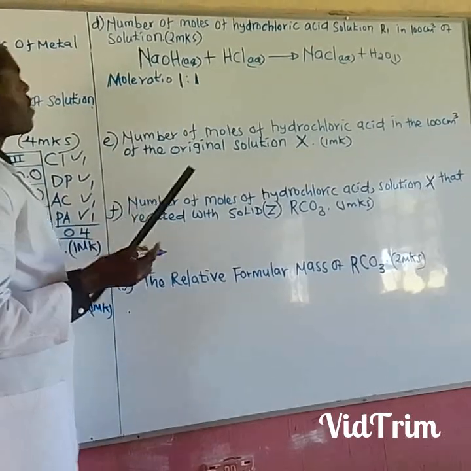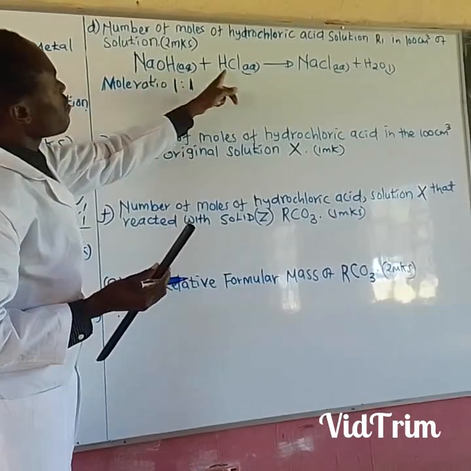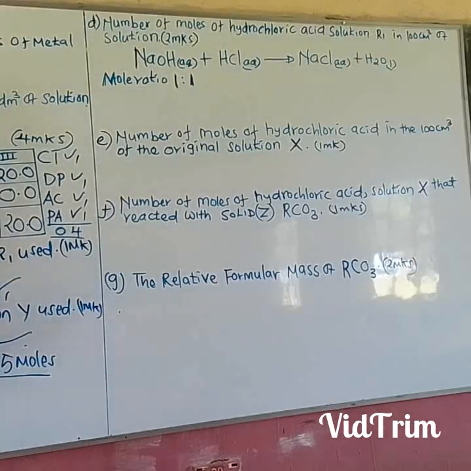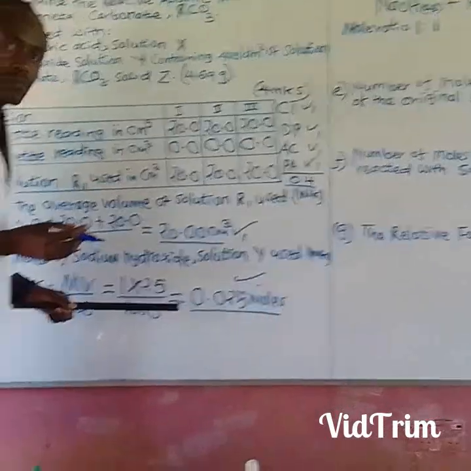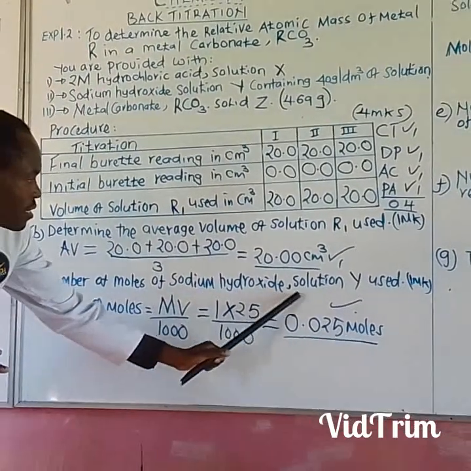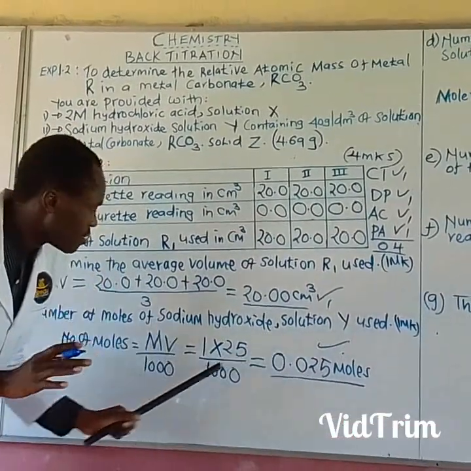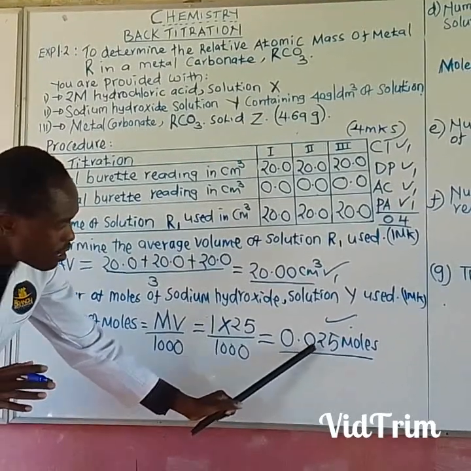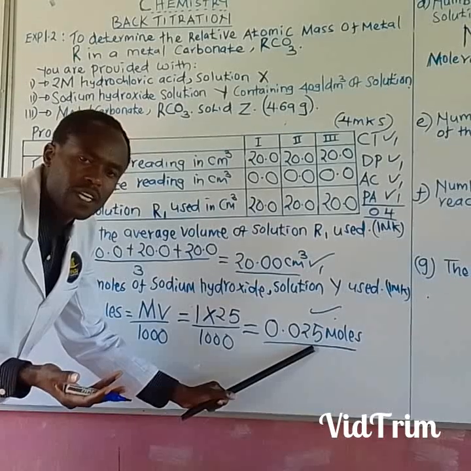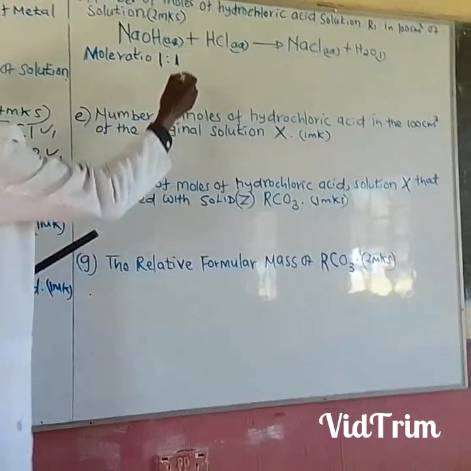Is it okay? Then remember, the moles of sodium hydroxide which react with HCl are the same now. Is it okay? But if you look down here, you can focus here, my student, and see. Just be slow and focus. The number of moles of sodium hydroxide solution Y used to react with the acid, we have calculated, is 0.025 moles. So these similar moles are the ones that have now reacted with the acid, because the mole ratio is 1:1. Is it okay?